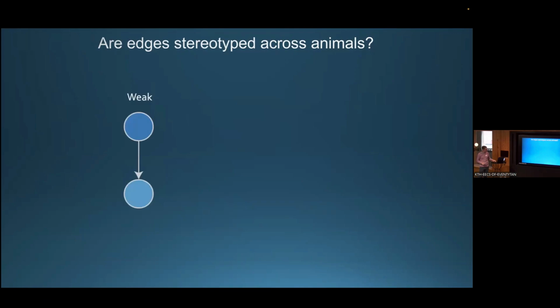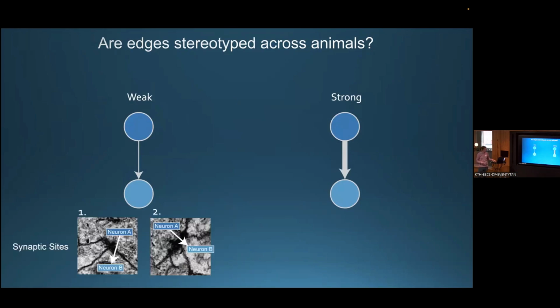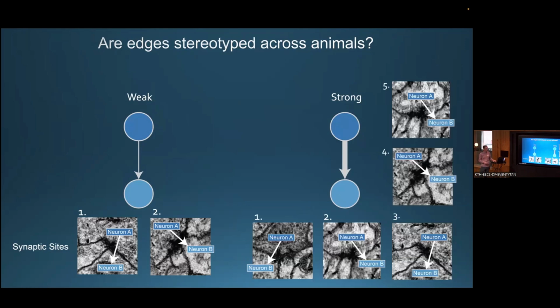And to get at this, I want to talk about two types of edges, basically just weak edges and strong edges. And what do I actually mean by that? What I mean by that in our context is, if you look at neuron A communicating with neuron B, a weak edge might have one or two physical synaptic sites between those neurons, where a strong edge will have 5 physical synaptic sites that are actually mapped in the connectome or more, for instance.